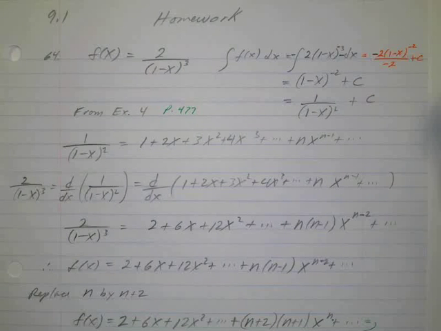Okay, this is section 9.1. This is number 64. It says differentiation: use differentiation to find a series for f of x equals 2 over (1 minus x) all to the third power.